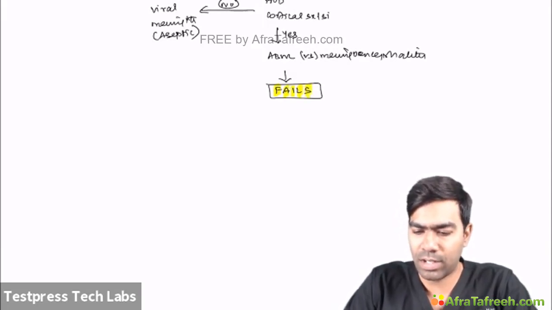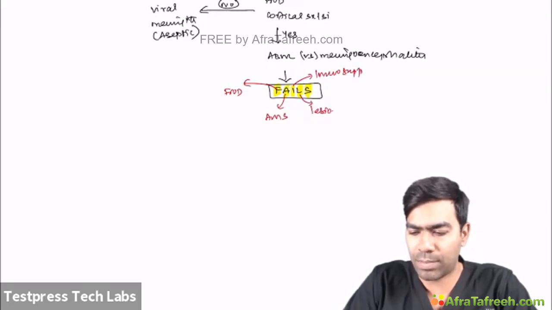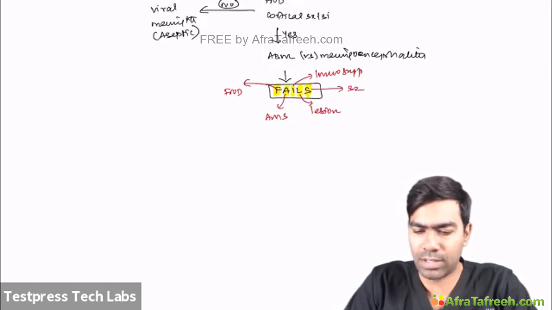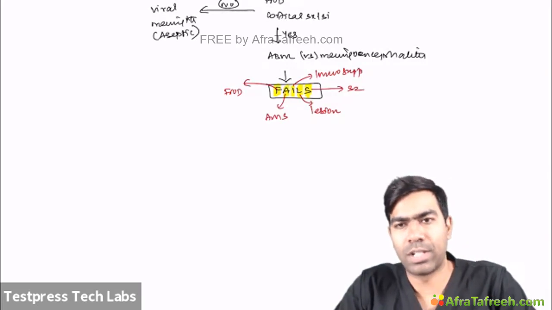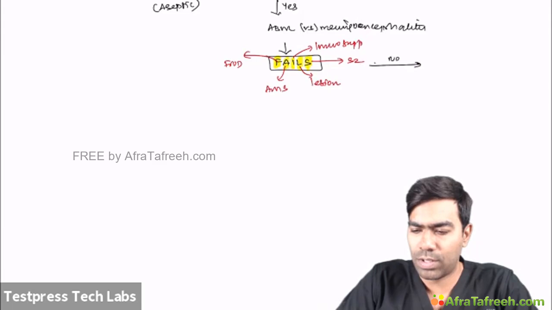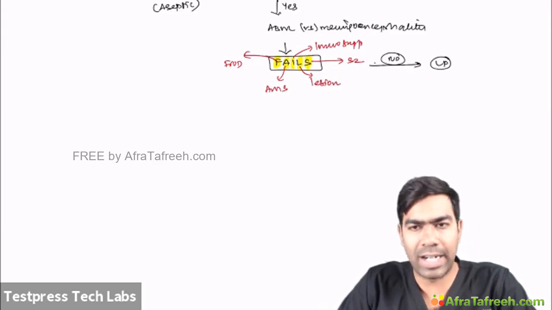So let me write it. F stands for focal neurological deficit, A stands for altered mental status, I stands for immunosuppressed patient like HIV or on chemotherapy, L stands for lesion. I'm talking about a space occupying lesion, a known case already in the brain, or S for presence of seizures. So whenever FAILS is negative, then I can proceed with lumbar puncture directly.